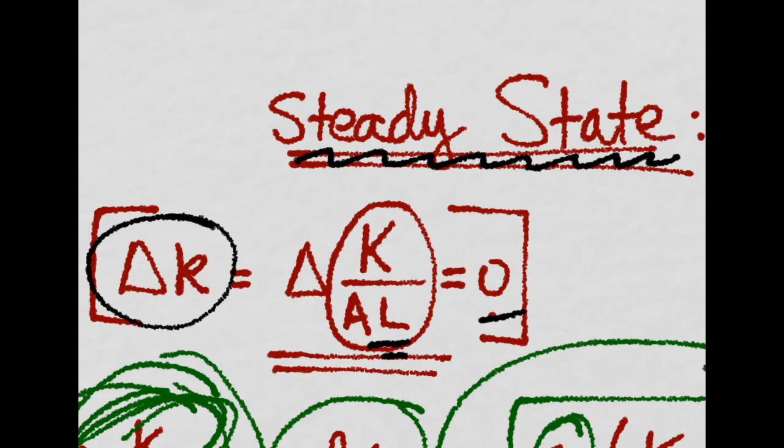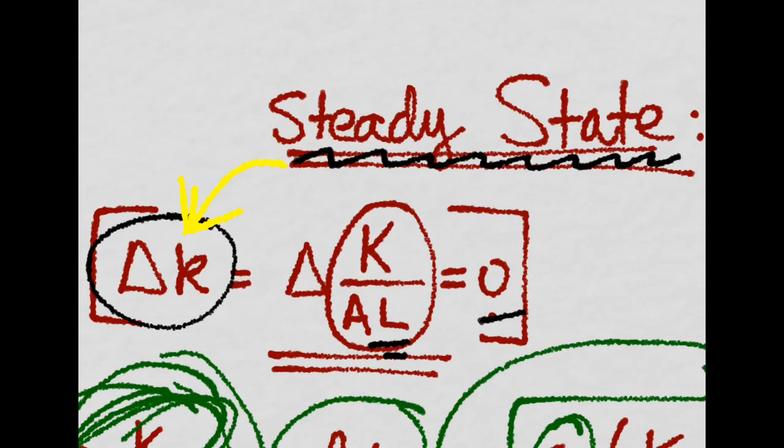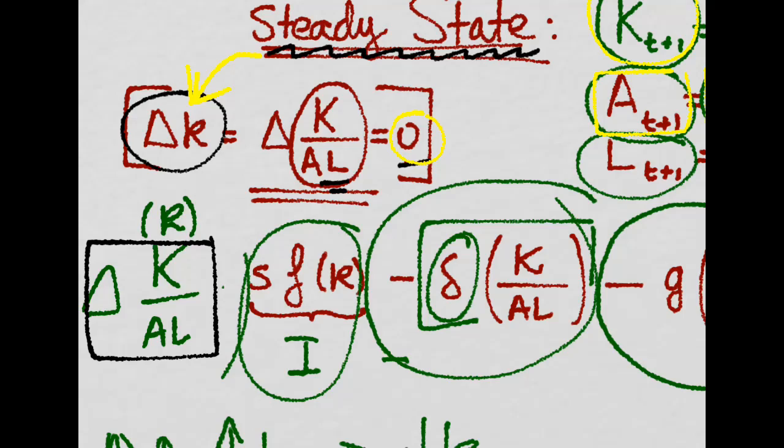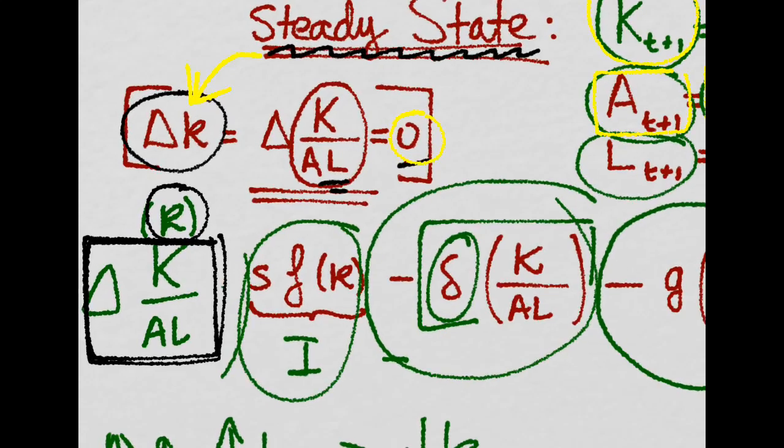So let's introduce the concept of steady state. The steady state is a point where this artificial capital over effective labor is not growing. Its variation is equal to 0. It doesn't change.